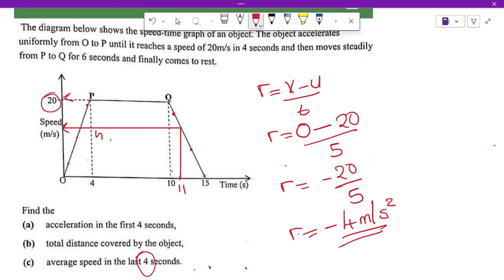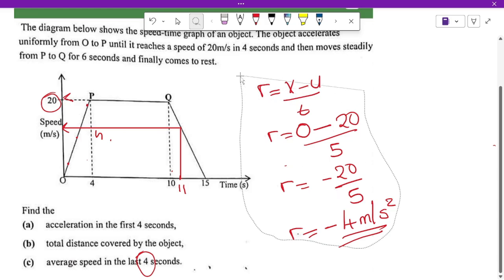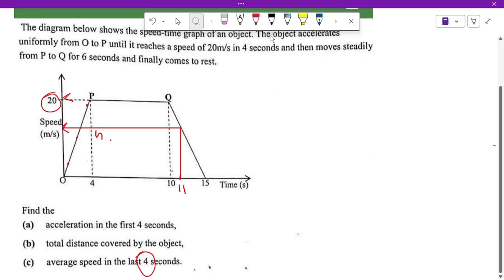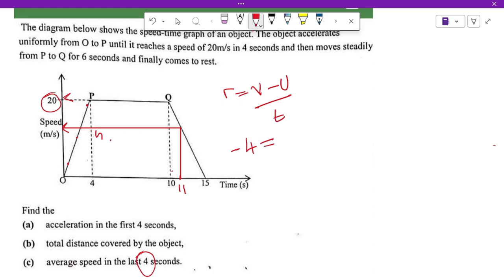Okay, so since now we know the retardation for this particular line, any point on this line was 4 meters per second, we can now find the value of the speed there. So we're going to use the same formula for retardation. Now we're just going to calculate the retardation for the last 4 seconds instead. So we're going to say retardation is equal to V minus U over the time. What is the retardation we found? We found negative 4 meters per second. The final is 0. It's ending here. It's going to rest. So it's 0 minus U.